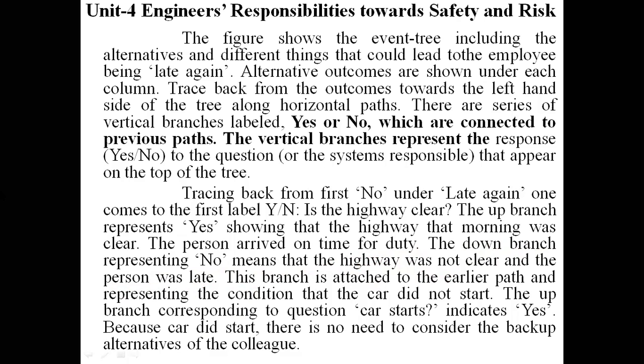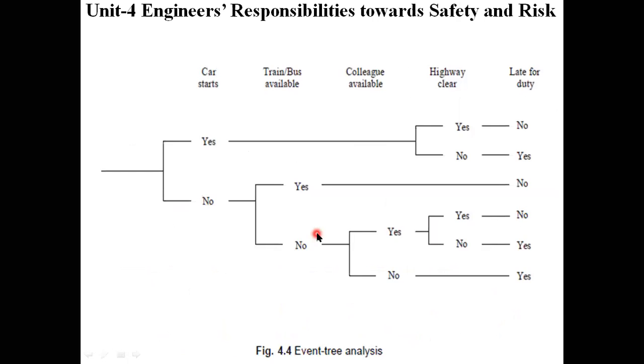This branch is attached to the earlier path and represents the condition that the car does not start. The up branch corresponding to the question car starts indicates yes, because the car did start, there is no need to consider the backup alternatives of the colleagues. మన కారు కరెక్ట్ కండిషన్లో ఉంటే there is no need of depending upon our colleagues అనమాట. అదే మన కారు ఫెయిల్యూర్ అయితే ఆటోమేటికలీ we need to go for train or bus or go for colleagues' help, like that.